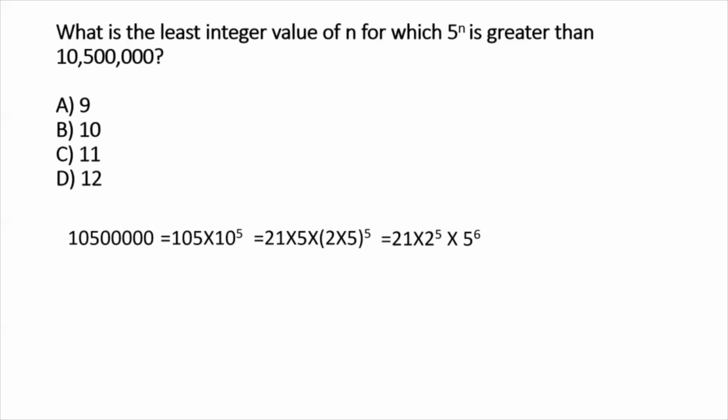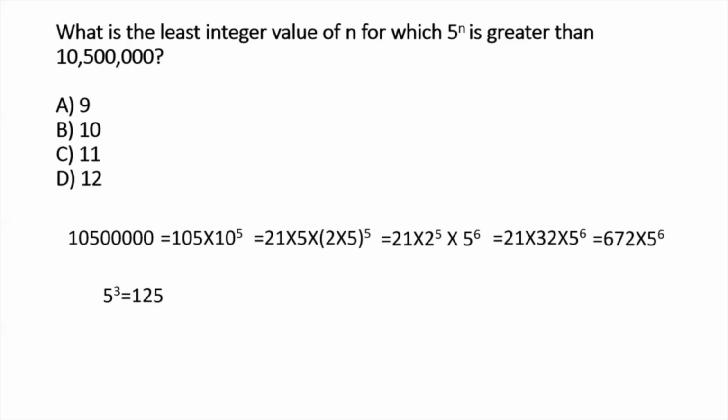Now 21 multiplied by 2 to the power 5 is 21 multiplied by 32, and that comes to 672. So essentially we reduce this big number to 672 into 5 to the power 6. This is not really much of a reduction, but it's expressing the big number in a different way, in a way that's convenient for us. Here we are mainly focusing on expressing it in terms of higher powers of 5. But we still have 672, and we need to see how to deal with that.